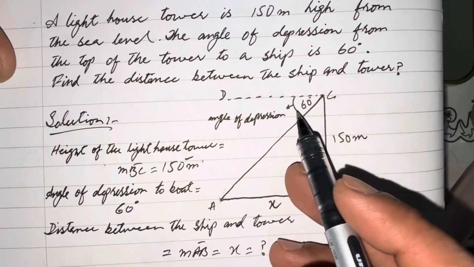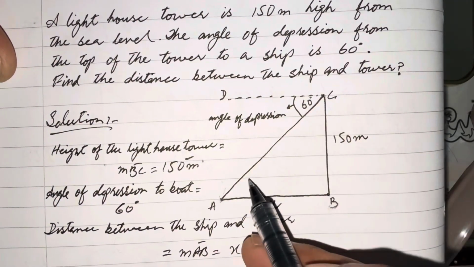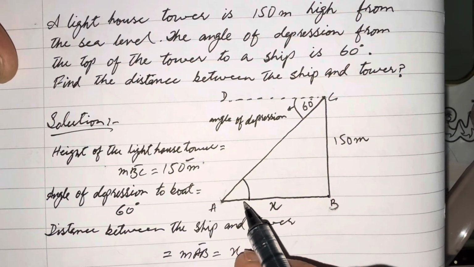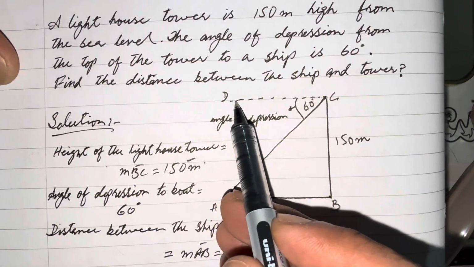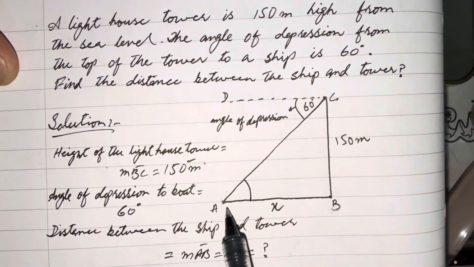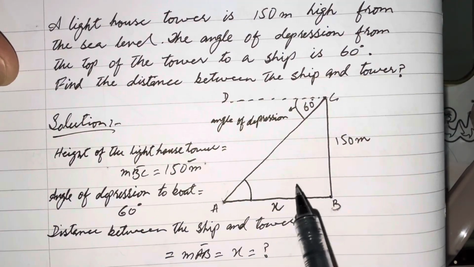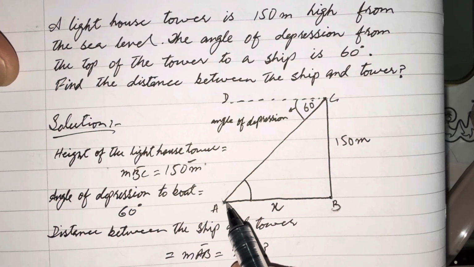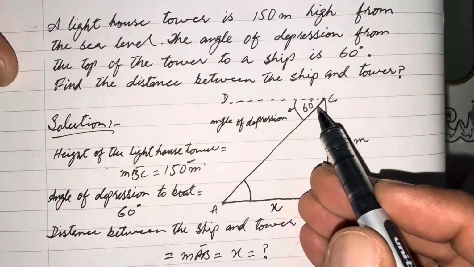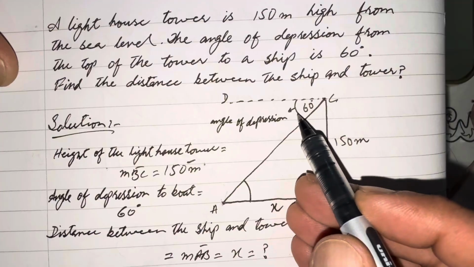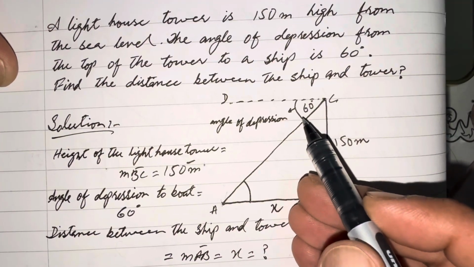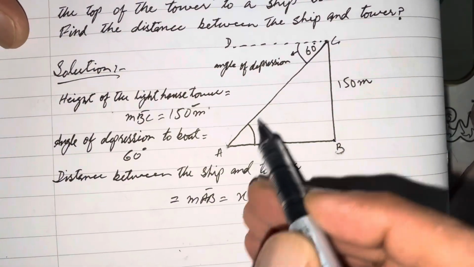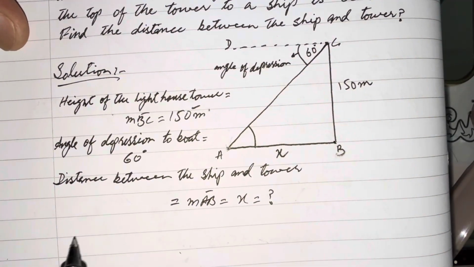So this angle and this angle are called the alternate angles of the parallel lines. One parallel line over here and the other parallel line over here. These are two parallel lines joined by a diagonal line, making an angle of depression of 60 degrees. So we can say that these are called the alternate angles of the parallel lines.